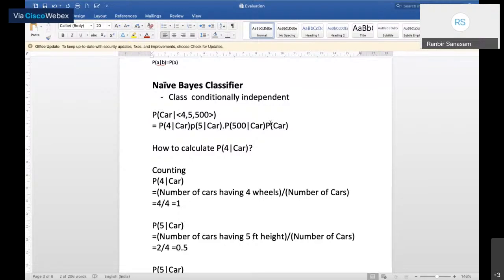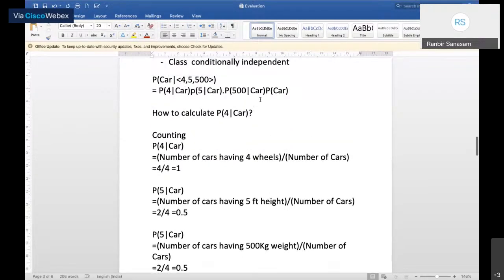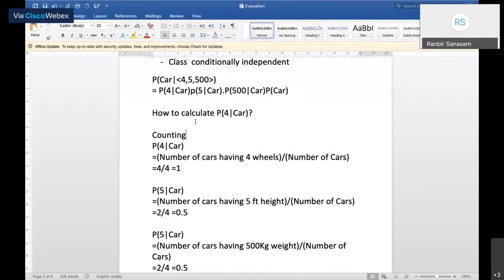Okay. So now the question is, I need to estimate these features conditioned on the class, something like calculating the probability of 4 given car. So how do you calculate this? You may calculate this in various forms. One of the simplest forms might be just by counting.